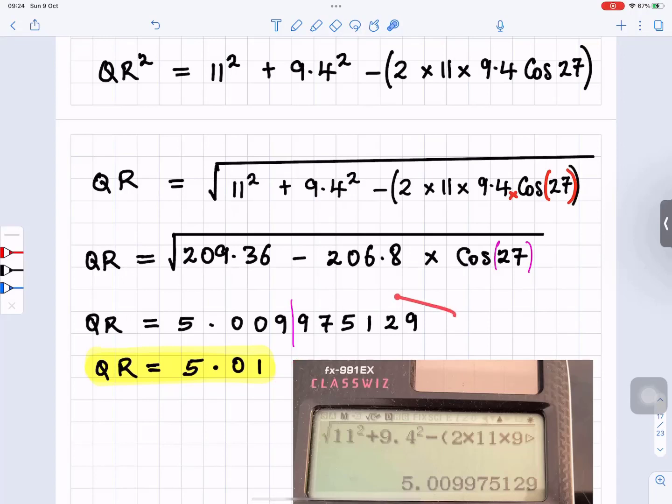But we are going to use this QR without rounding it to find the next part of the answer. And you only round up at the end. So in your calculator, that's what you will get. You can put all of this at once in the calculator, but be careful to put the brackets and the multiplication sign, so you will get that answer.